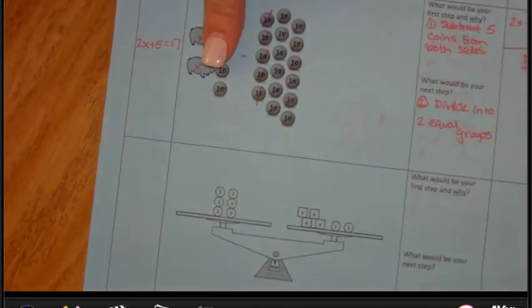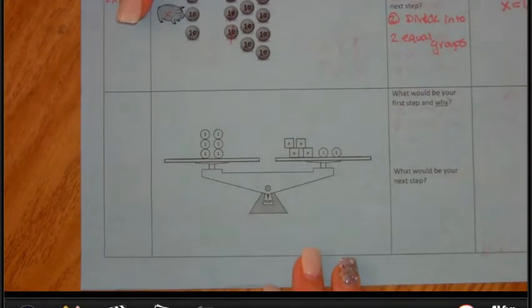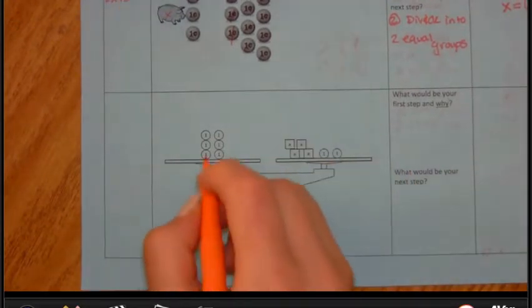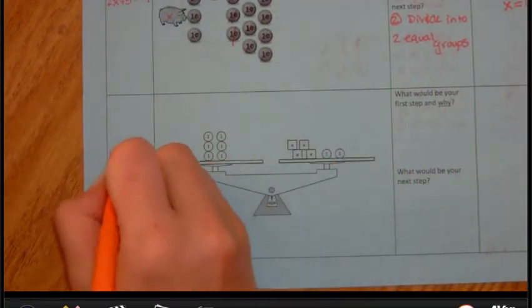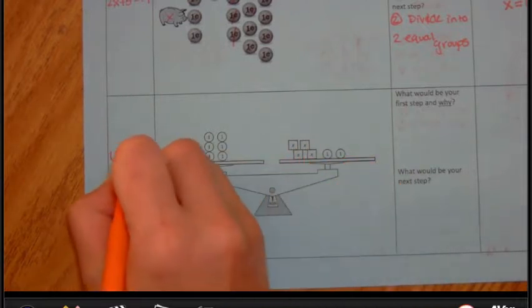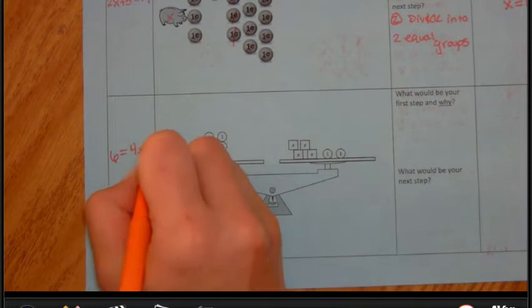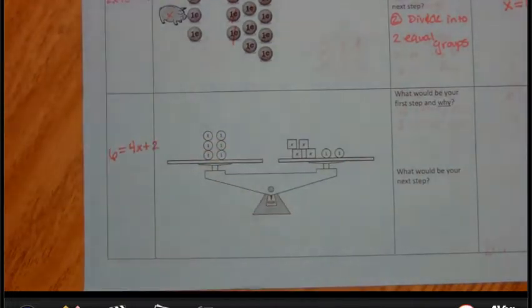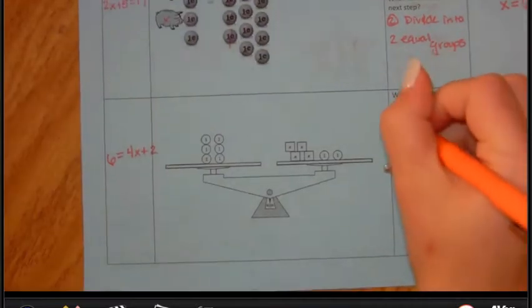Okay, let's try the next one. It looks like I have a scale. Well, on the left side of my scale, I see that I have 6 ones, and this is equal to, well, look, I have 1, 2, 3, 4 x's, and then I have 2 ones. So 6 is equal to 4x plus 2. All right, what would my first step be and why?